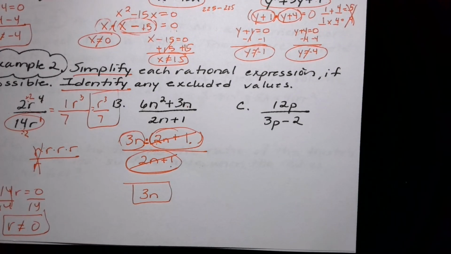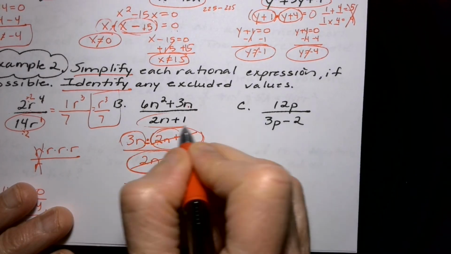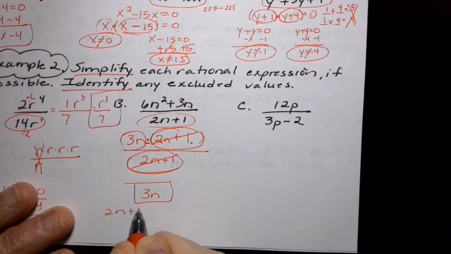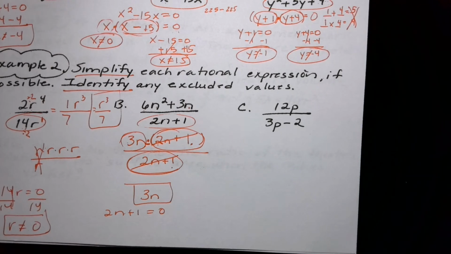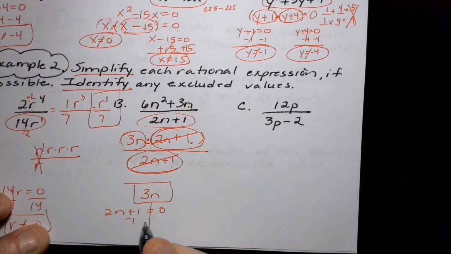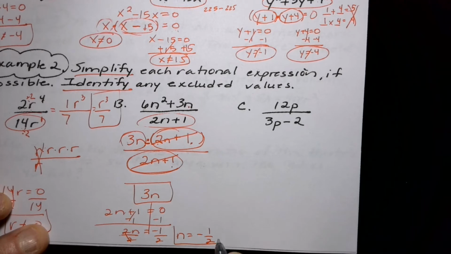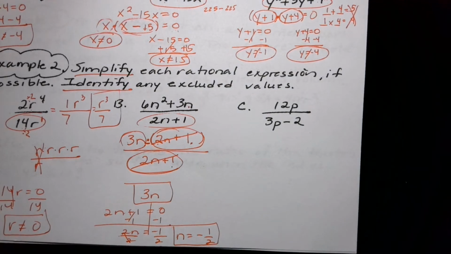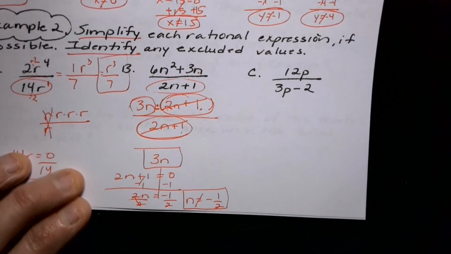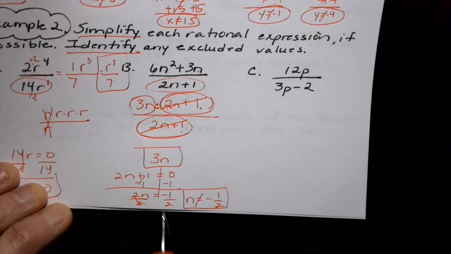Okay, now we got to do excluded value. So again, we focus on the bottom, set it equal to 0, and solve. Oh, there goes the cuckoo clock. n cannot be negative 1/2. That was just simple solving. I subtracted 1 from both sides, and then I divided by 2.